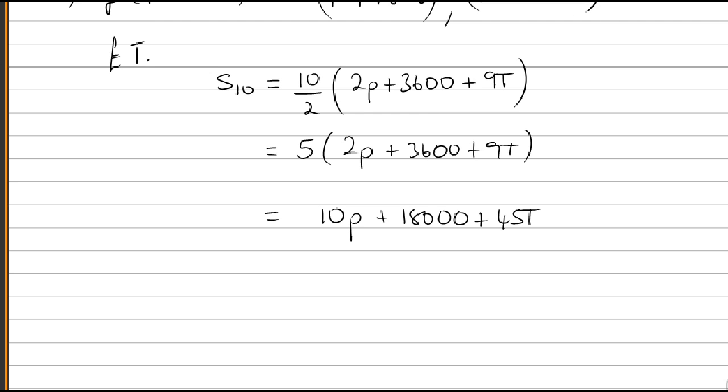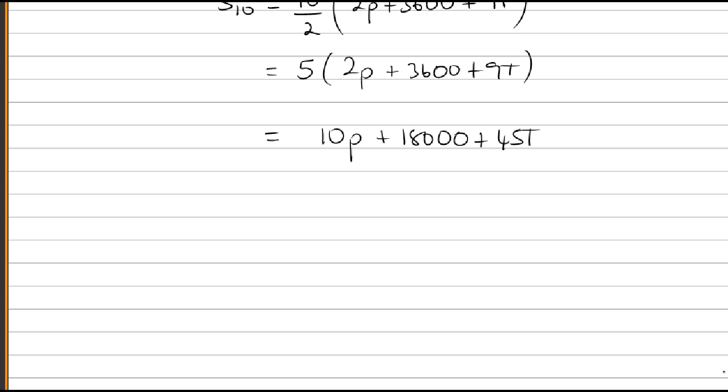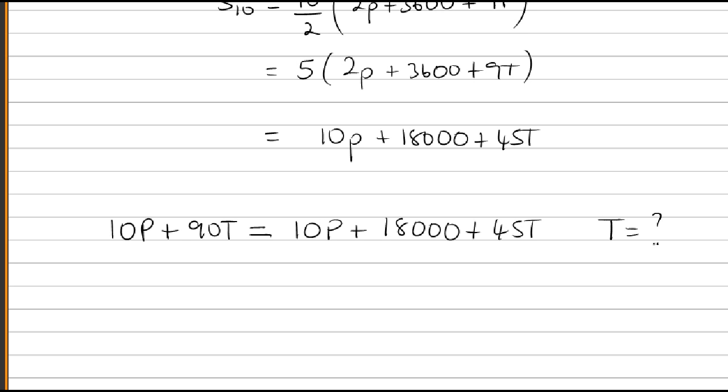Now, reading the question, it tells us the total earned by scheme 1 and scheme 2 in the 10-year period is the same. So it's asking us to find the value of t. So in scheme 1, we had the total earned in the first 10 years was 10p plus 90t, and the question's telling us that equals scheme 2 earnings in the first 10 years, which is 10p plus 18,000 plus 45t, and we're asked to find the value of t.